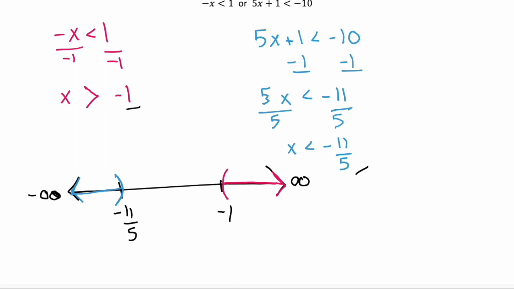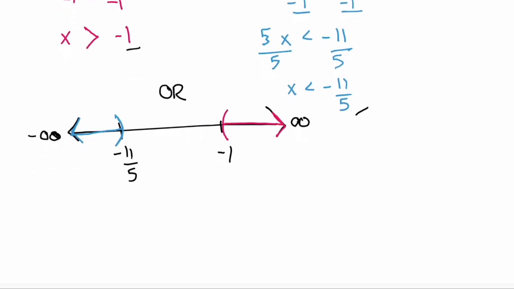Now, if you go back to our inequality, we have an or. And remember, an or means that the solution needs to satisfy the first inequality or the second inequality. And here you can refer to them as red and blue. So our answer needs to be red or blue. So this is where I look at my number line and I ask myself, what's red and what's blue?